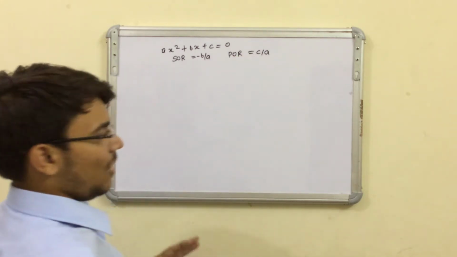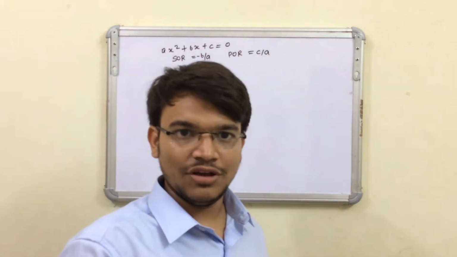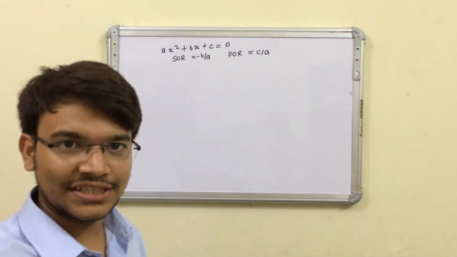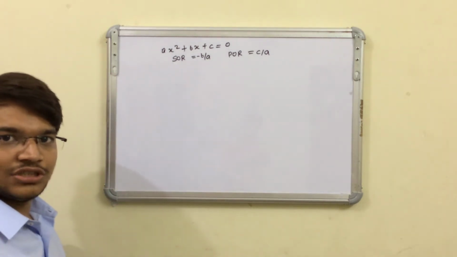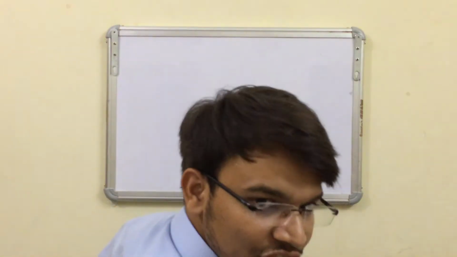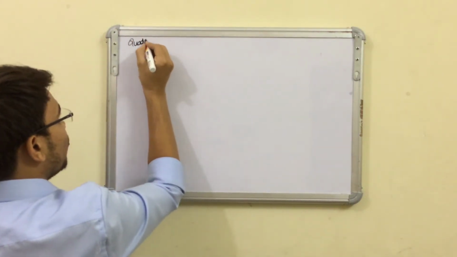Now we all know that these are the product of the roots and the sum of the roots, but we don't know how they are derived. So let us derive these two: the sum of the roots and the product of the roots. So we have to first derive the quadratic formula.